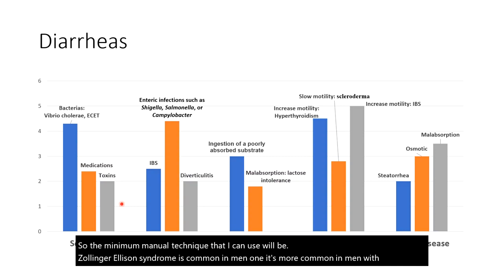Osmotic diarrhea usually occurs when we have in the lumen a substrate that will absorb a lot of water, but it cannot be absorbed. Okay? Remember, diarrhea is a disequilibrium between absorption and excretion. So we are not absorbing and we are excreting a lot of water.